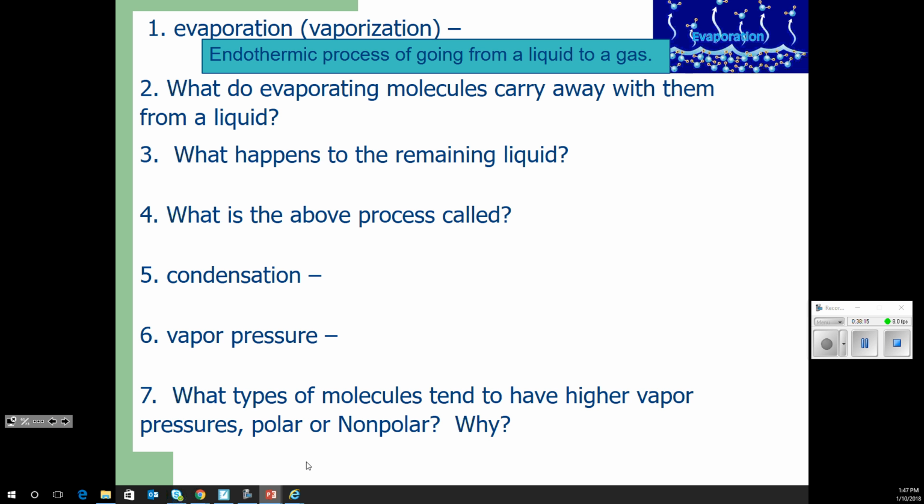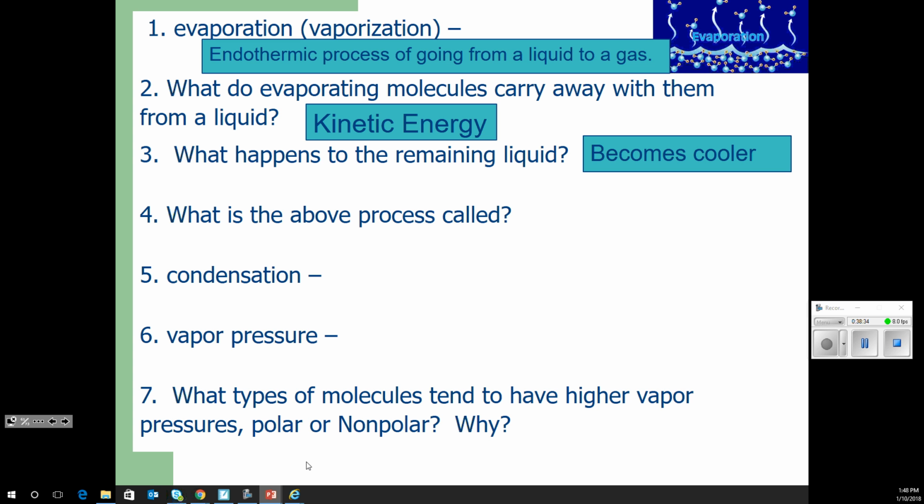So we talked about evaporation. You know these from your own words. It's an endothermic process, liquid to gas. What do evaporating molecules carry away from a liquid? They carry away kinetic energy. What's left behind becomes cooler because of what was evaporated off. So we talk about using evaporative coolers in the summer, because as the water goes away, it actually makes the air cooler that goes through it, because the energy had to go somewhere.